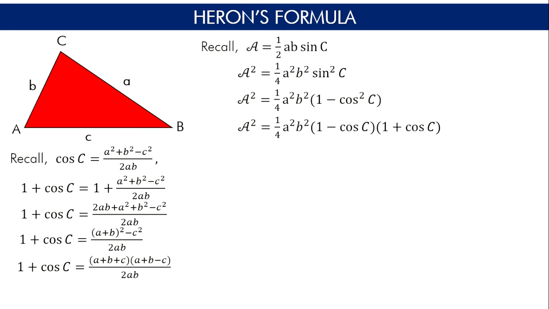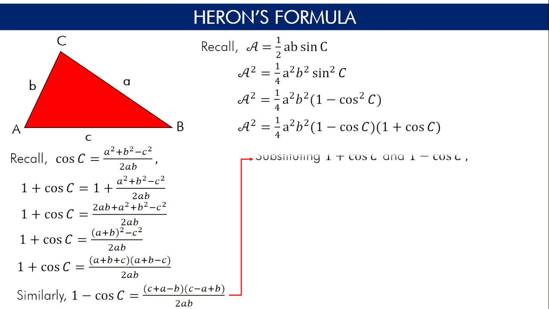Similarly, if you explore this and identify 1 minus cosine C, you'll obtain c plus a minus b times the quantity c minus a plus b all over 2ab. You can explore this and solve for it. Given that we now have the values for 1 minus cosine C and 1 plus cosine C, we have another representation. Let's substitute that.